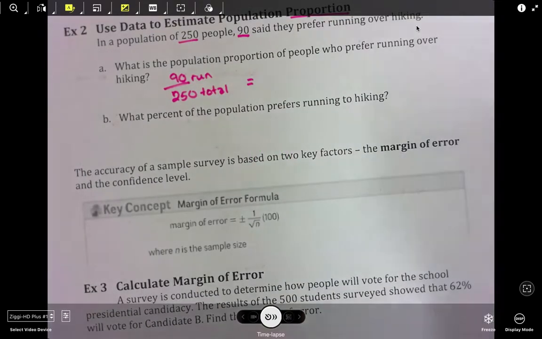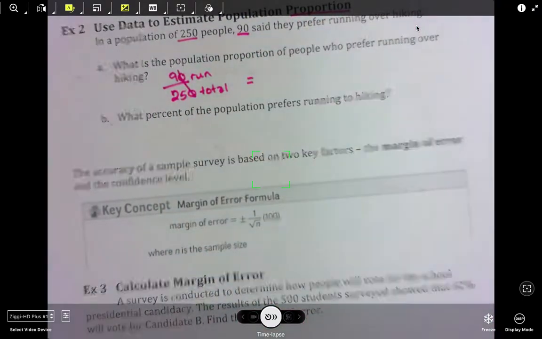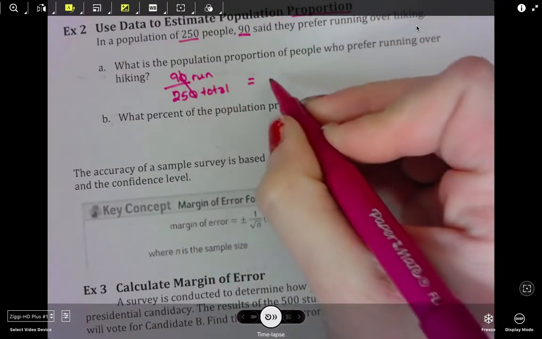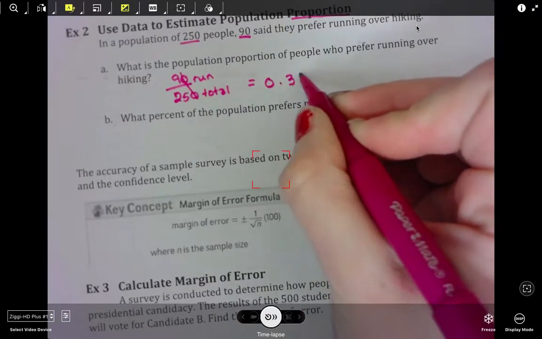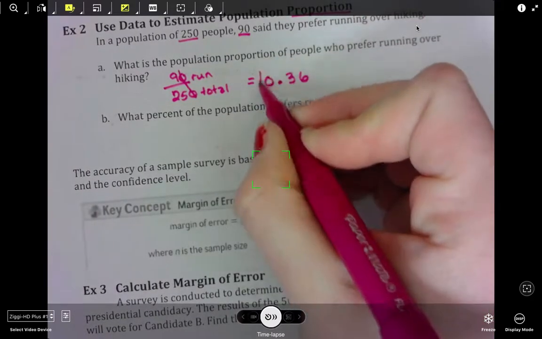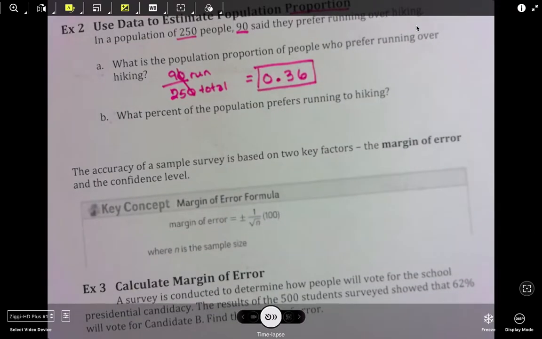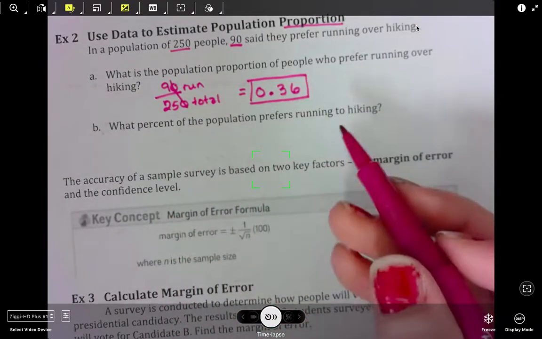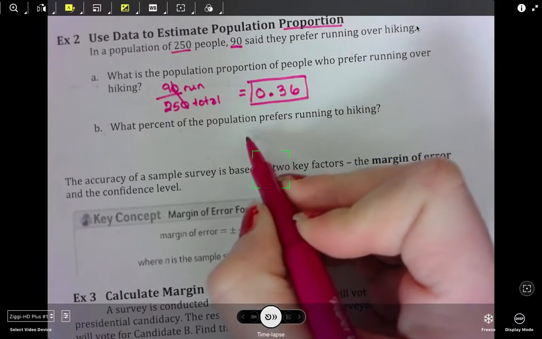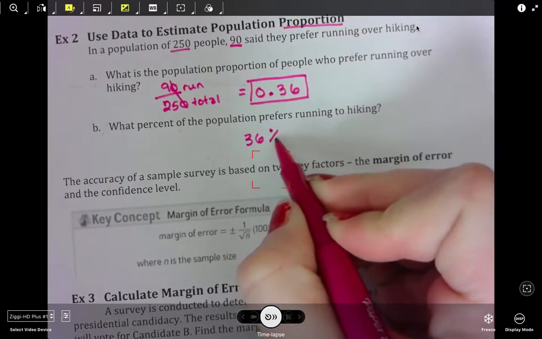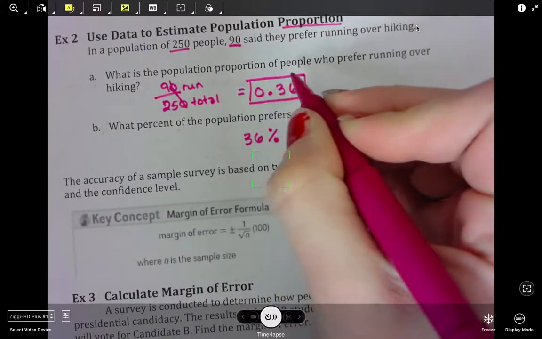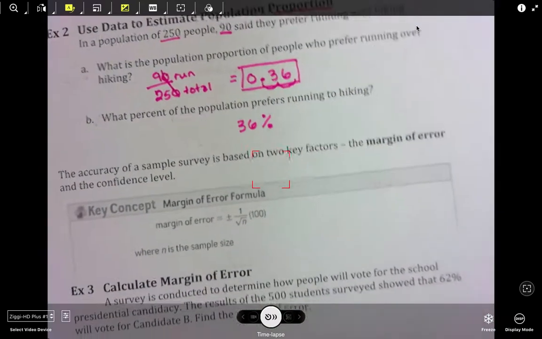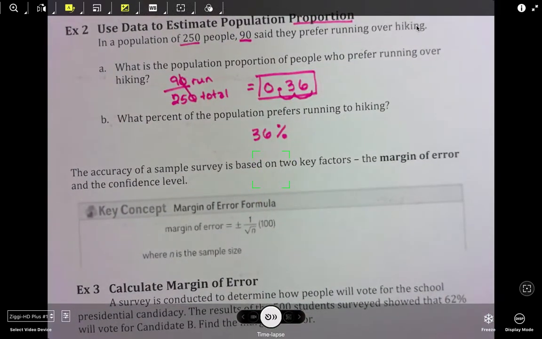If you don't want to type as much into your calculator, you can lop off one of those zeros and just do 9 over 25. That as a decimal comes out to 0.36. So 0.36 is the proportion of people who prefer running over hiking. Okay, what percent of the population prefers running to hiking? That would be 36%. If I convert this decimal to a percentage, I just move this decimal 2 places, and it is 36%. Okay, pretty easy.